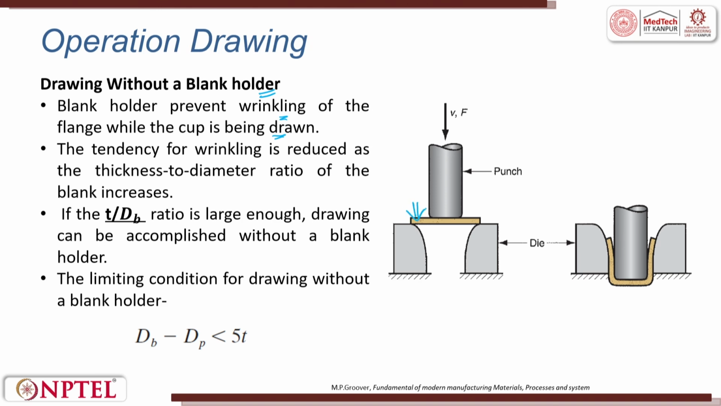Once there is a restriction to flowing, but the material is trying to flow, there can be tearing, breaking, or a loose edge forming on the top surface. The tendency for wrinkling is reduced as the thickness to diameter ratio of the blank increases. If the t by dB ratio is large enough, the drawing can be accomplished without a blank holder. The limiting condition for drawing without a blank holder is dB minus dP, the diameter of the blank minus the diameter of the punch, being less than 5 times the thickness.